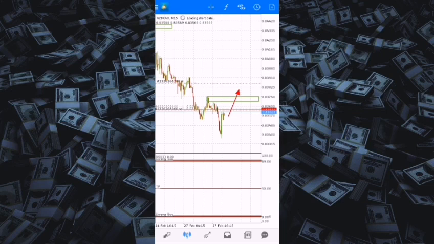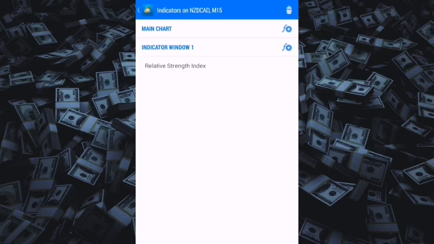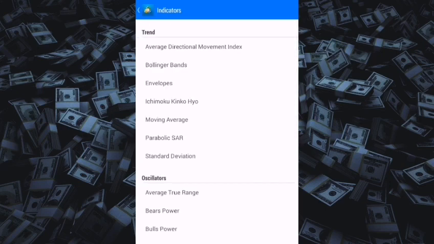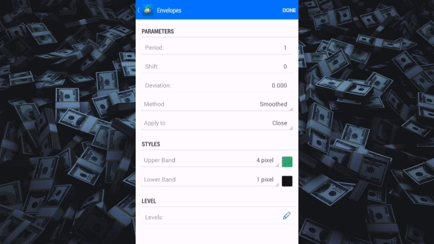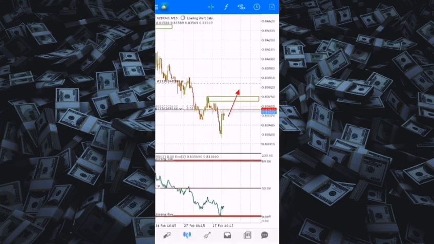The last thing that you need to do, you go to the F function again. You go to indicator window 1, you click there, go to envelopes, you copy as is. I've already made the settings. It's period 1, deviation 0, shift 0, method is smooth, apply to close. Okay, once you have done that, you click done. Please copy exactly what you see. Once you make changes to anything, it becomes a different strategy. All right, now you have your indicator on your screen.